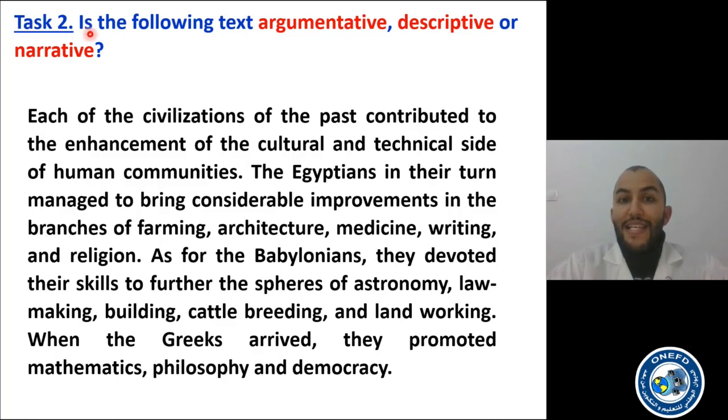Task number 2. Is the following text argumentative, descriptive, or narrative? First of all, take a minute or two, or even 3 if you want, or more, to read the text, understand it, and try to tell us if it's argumentative, descriptive, or narrative. Pause the video, and I'll see you after.